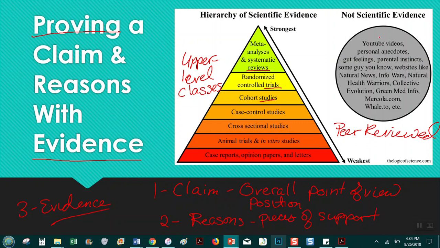Now, here they have YouTube videos. It's not scientific evidence, but it could be used as evidence. Personal anecdotes can sometimes be used as evidence, not gut feelings, parental instincts, some guy you know, right? Websites that are a little bit more sketchy. If you watch later on, if you read later on, using the CRAP test, the CRAP test for websites. So these are things that are scientific evidence. Sometimes you can use scientific evidence in your research, but we're going to talk about other pieces of evidence you can use as well for an argument.